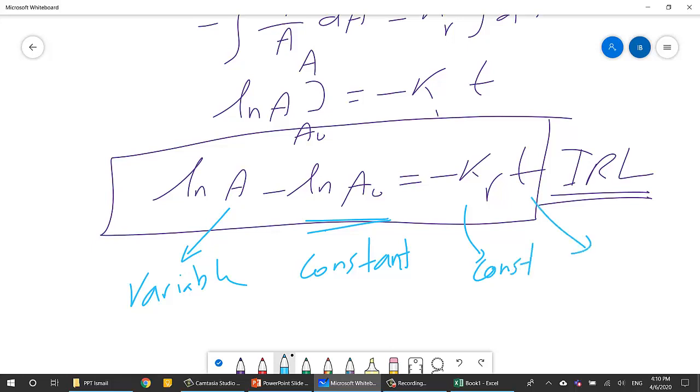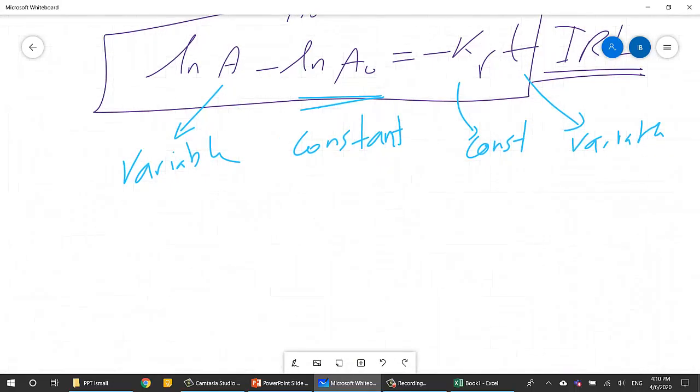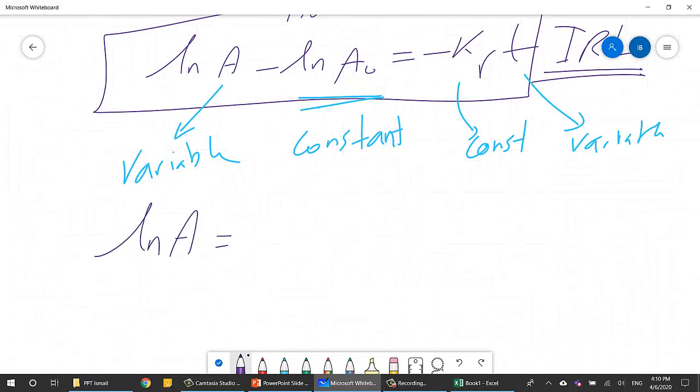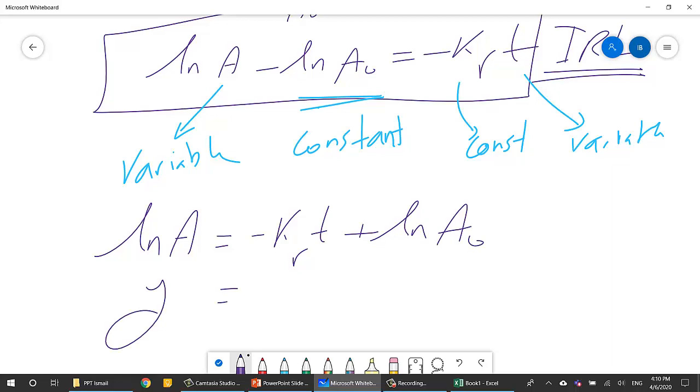And the time is the variable. Okay, time is changing. So you have A and t changing, and therefore I can rearrange this equation to write it in this way. ln A is equal to minus Kr times time plus ln A naught. And this is your y equals mx plus b.